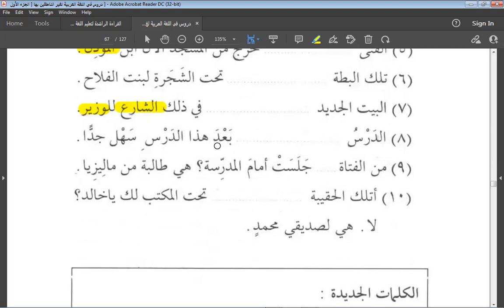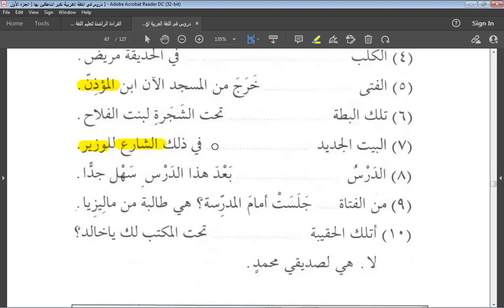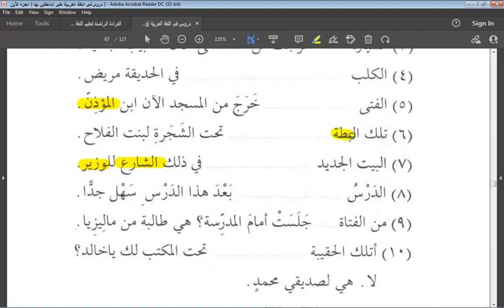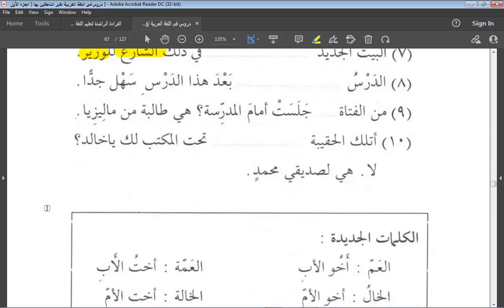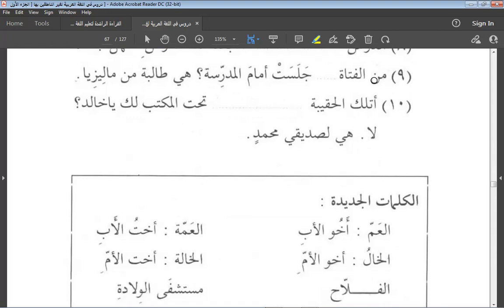البطة is the duck. Duck, D-U-C-K. That bird, no? Looks like a hen. بعد هذا الدرس سهل جدا. الدرس الذي بعد هذا الدرس, the lesson after this lesson, سهل جدا. It's very easy. Okay. من الفتاة التي جلست أمام المدرسة?